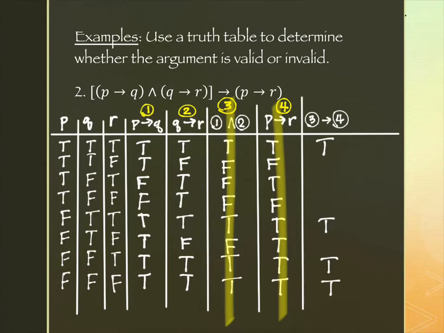Anything starting with false is true. So in row 2, it starts out false. Row 3 starts out false. Row 4 starts out false. And row 6 starts out false. We have a tautology. We do. They are all true statements on this one. Make sure I got them all in there. This is a tautology, which means it is valid.